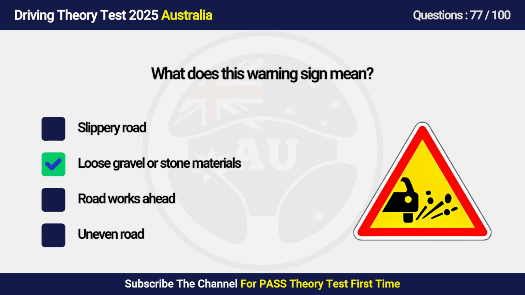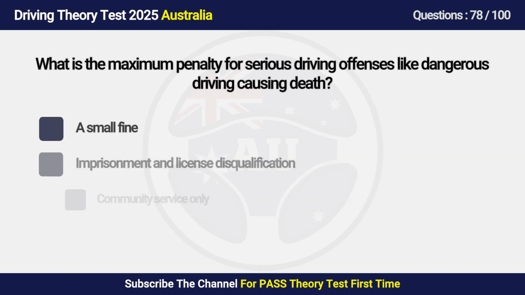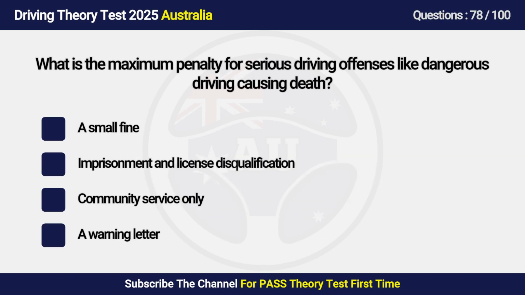Answer is B. Loose gravel or stone materials. This sign warns of loose gravel or stone materials on the road, which can cause loss of traction and flick up, damaging other vehicles. Reduce speed. Question 78. What is the maximum penalty for serious driving offenses like dangerous driving causing death?